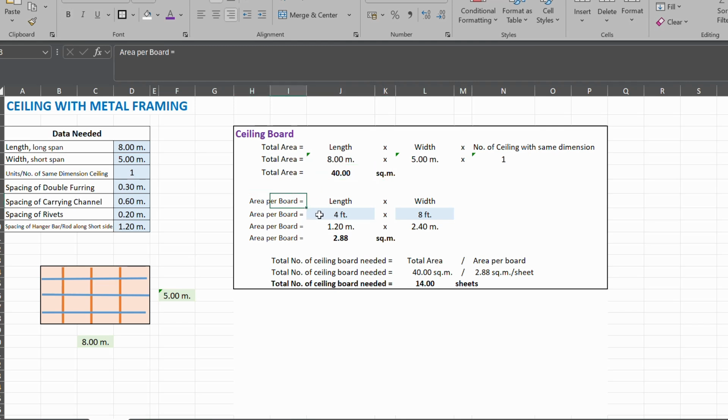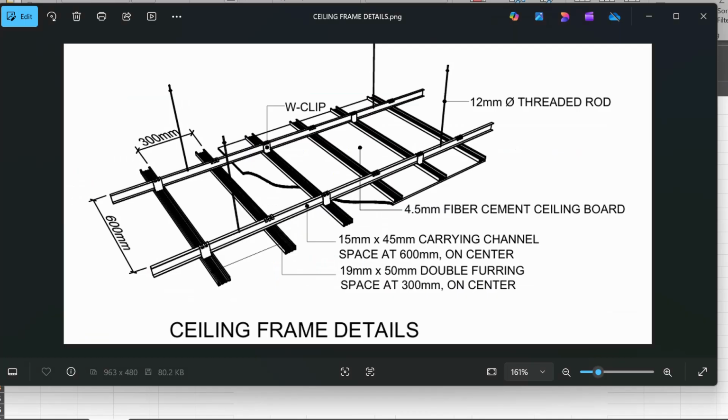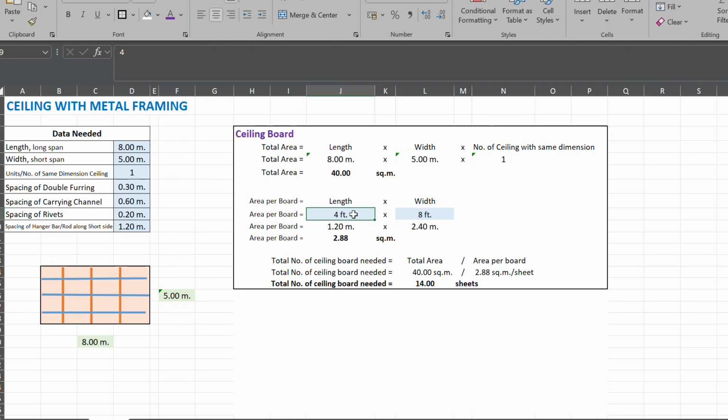And then area per board, for example the plywood, the what do you call that? Fiber cement ceiling board is 4 feet by 8 feet. And this is in meters. Ginawa ko lang na nag-round down so that it will be in 1 decimal. So 1.2 by 2.4 and the product of this is 2.88 square meters. This is area per board. So isang sheet.